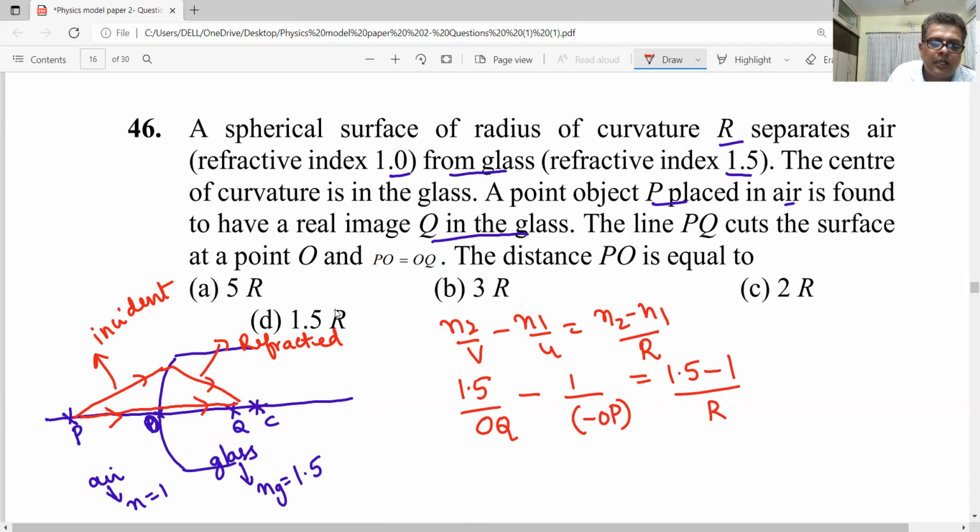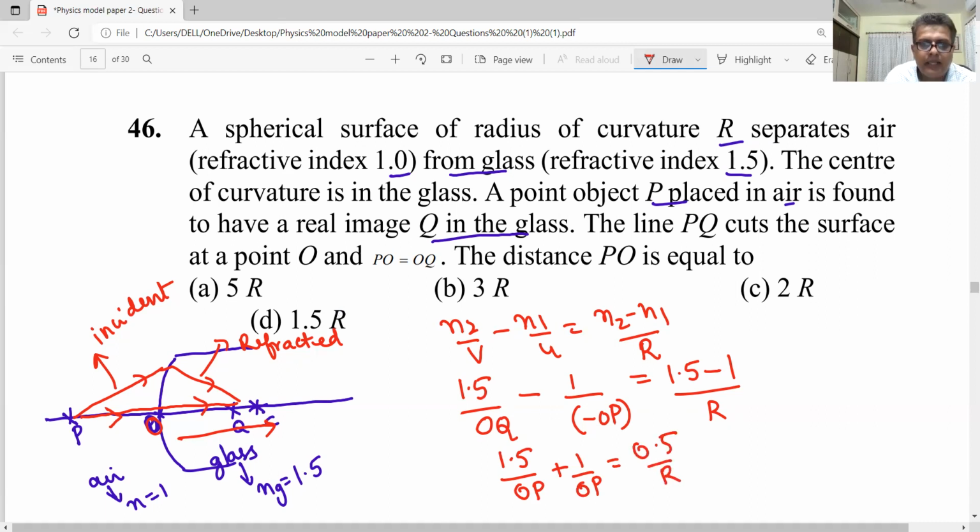R is positive, sir? R is from O, the pole, to C, in the direction of the centre. O to C distance is nothing but R. So 1.5 minus 1 by this one, which I can write as 0.5. Instead of OQ I can write OP, minus of minus becomes 1 by OP, which is 0.5 divided by R.